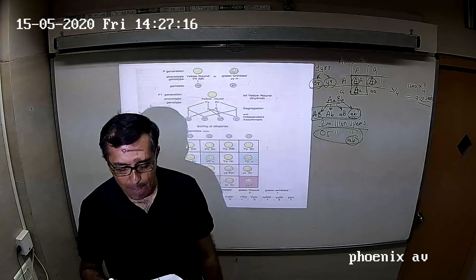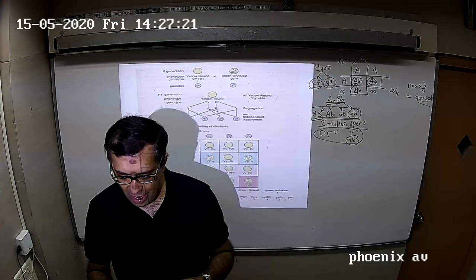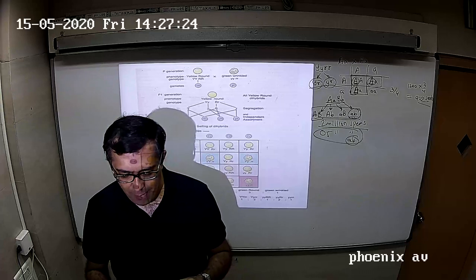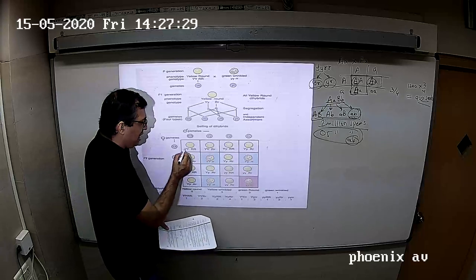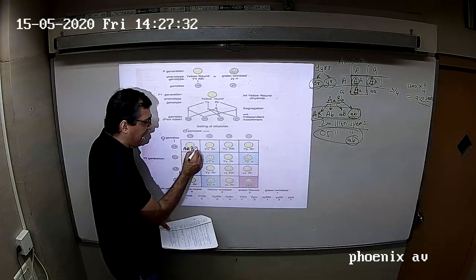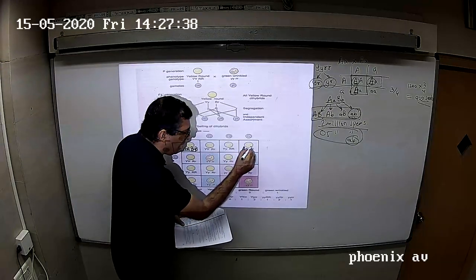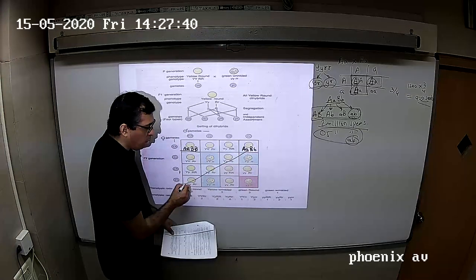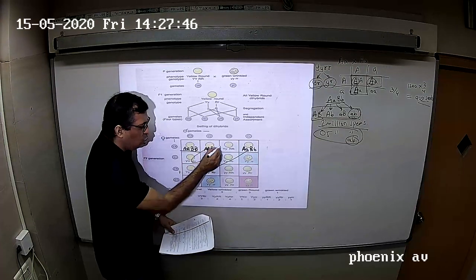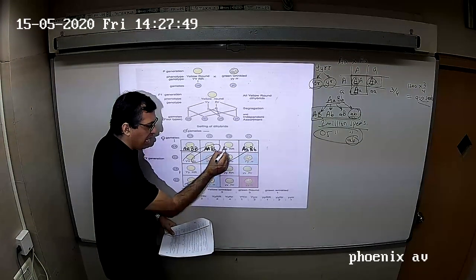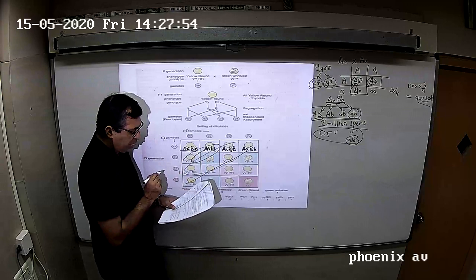A plant with capital A, small a, capital B, small b composition on self-pollination results in which of the following genotypic frequencies among the dominant phenotypes? Sir, how many will be capital A, capital A, capital B, capital B? 1. How many will be capital A, small a, capital B, small b? 4. How many will be capital A, capital A, capital B, small b? 2. And how many will be capital A, small a, capital B, capital B? These 2. So, what is the ratio we get?